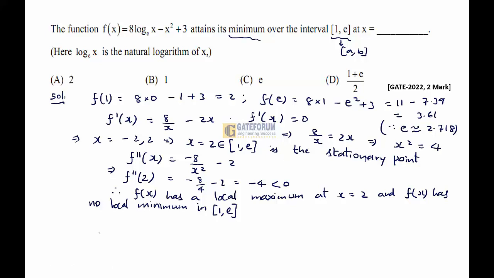So in that case, therefore, the minimum value of f of x is the minimum of the function values f of 1 comma f of e. If there is any local minimum that exists, then in that case the minimum value of the given function in the given closed interval is the minimum of f of 1, f of e, comma the local minimum values.